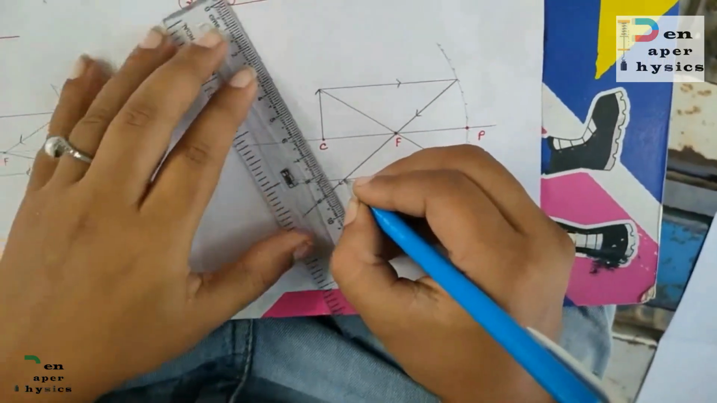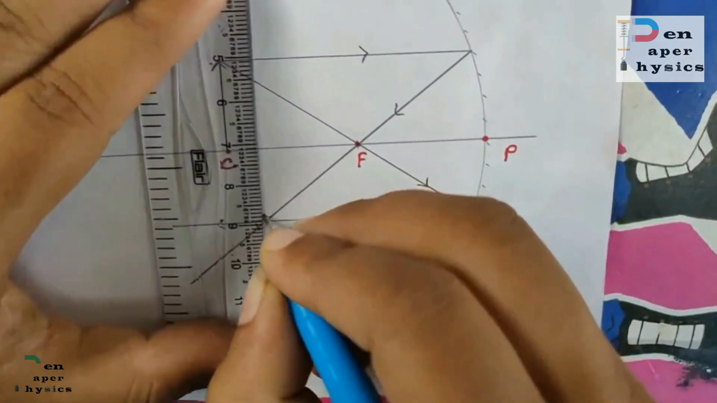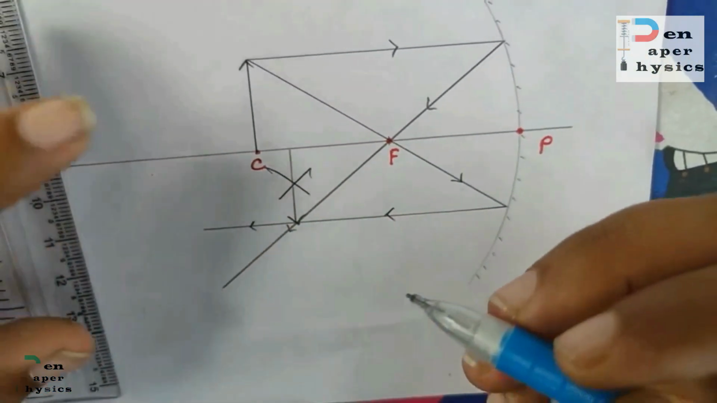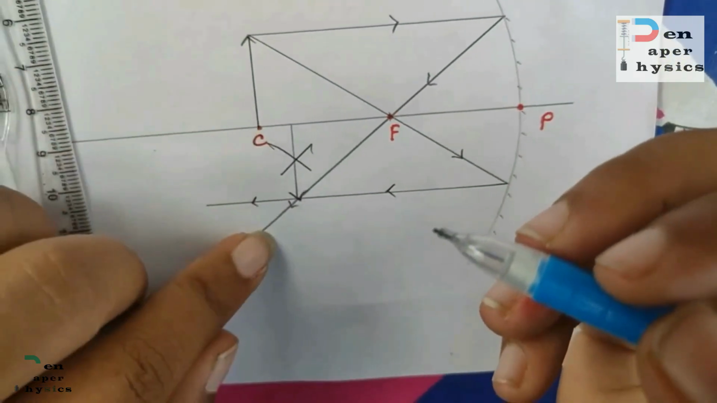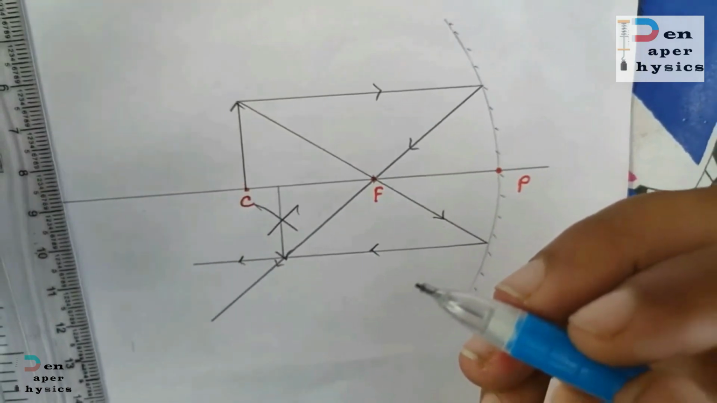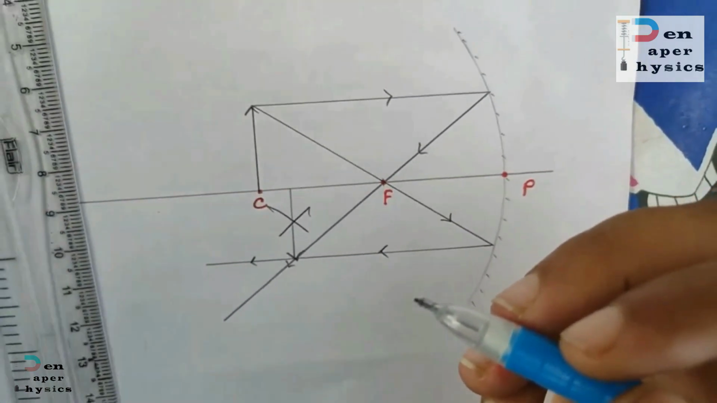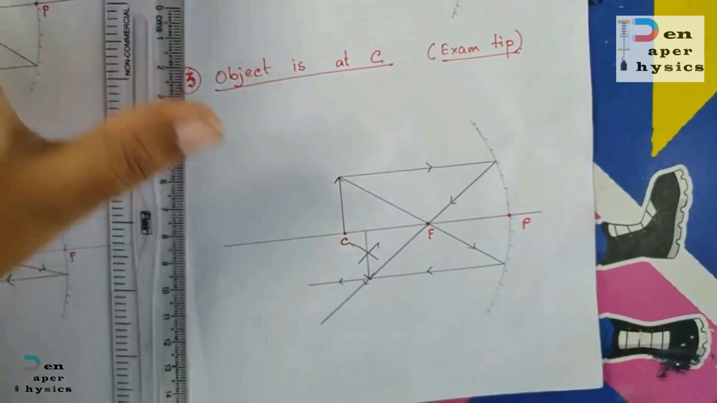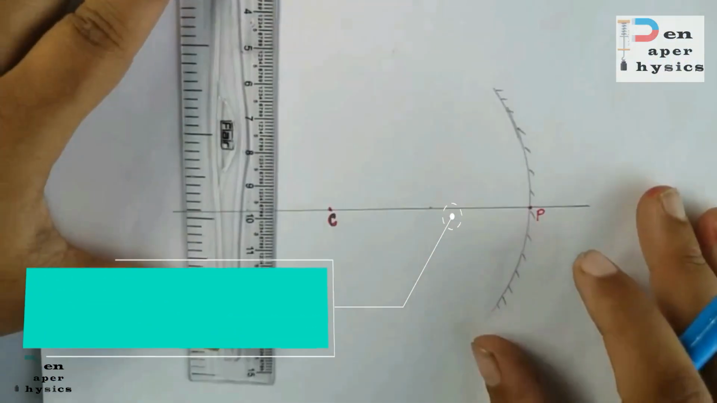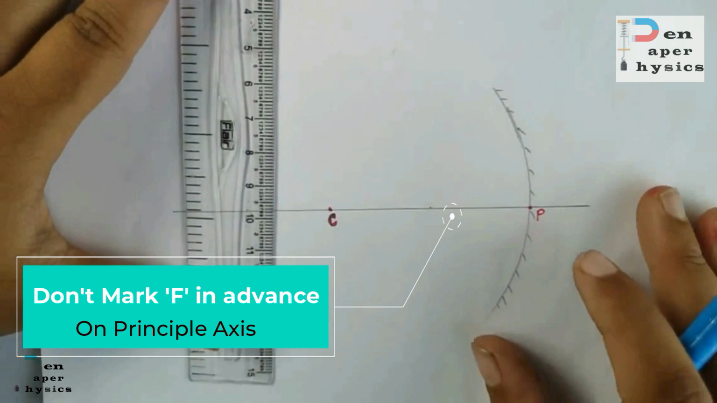Now you can clearly see that the point of intersection is not at C. So this ray diagram is wrong. It has to be on C. So now we will follow a trick to complete the diagram. The first important point that you have to keep in mind is you won't mark focus before completing the ray diagram like we usually do for other cases. We will only mark P and C.